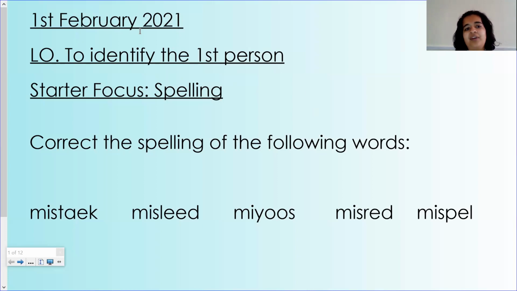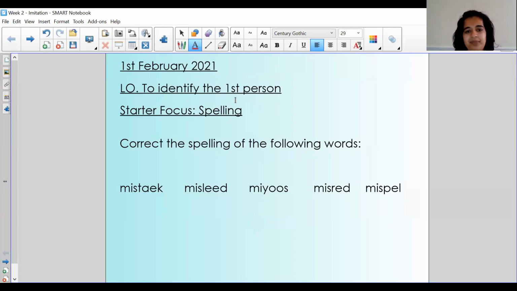We are in the month of February, and we are going to learn how to identify the first person, okay? So, new learning for this new month. We're going to talk about what the first person is, and we're going to learn how to use it, okay? Hope you all had a lovely weekend. Hope you are ready to continue working on writing a recount.